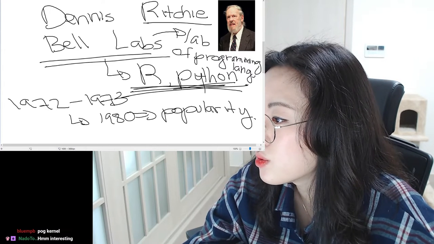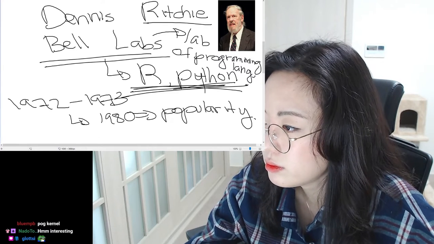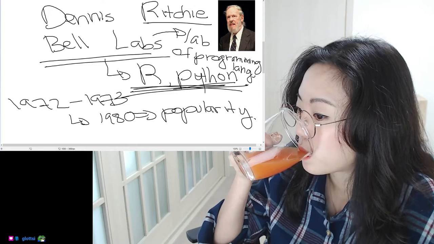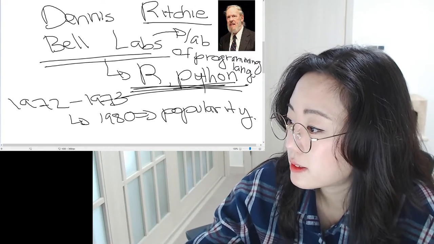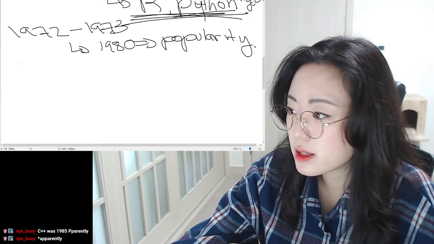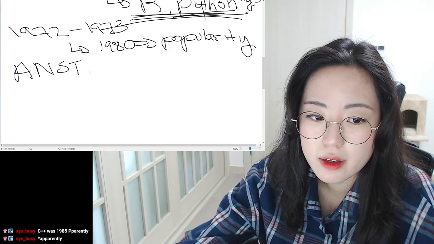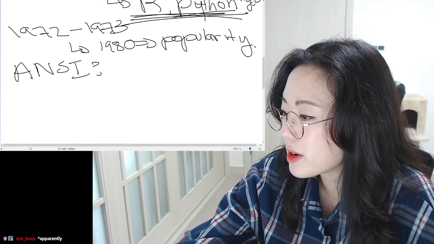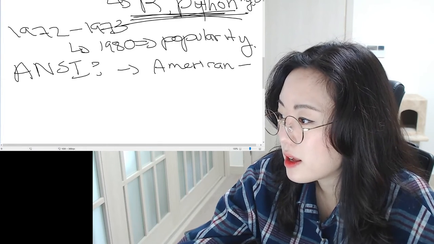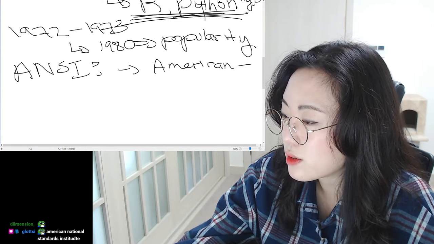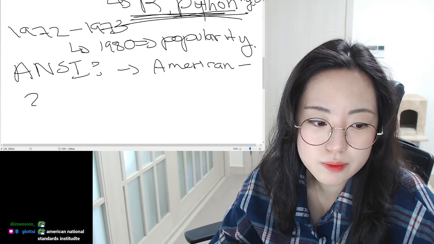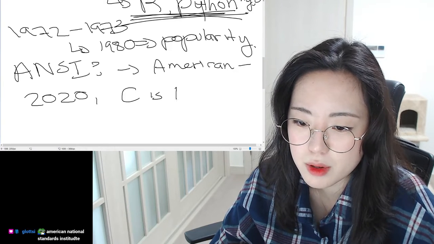It became one of the most widely used programming language with C compilers from various vendors available for the majority of the existing computer architecture and operating system. C has been standardized by the ANSI since 1989. What is ANSI? ANSI is American National Standards Institute. Okay, American, blah. As of September 2020, C is most popular programming language. Oh, really? So 2020, guys, C is number one.